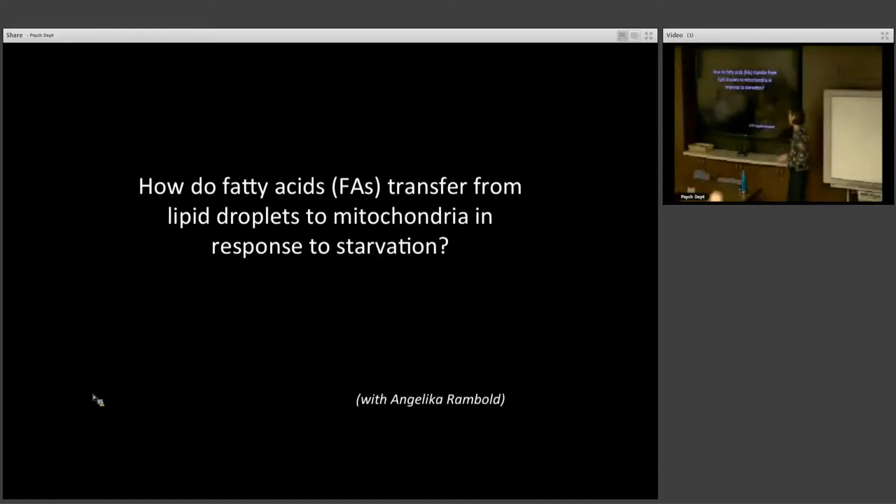So for the first part of the talk, I'm going to be focused on this question of how do fatty acids transfer from lipid droplets to mitochondria during starvation? And this is work that I did together with Angelica Rambold, another postdoc in the lab who's interested in mitochondrial morphology and mitochondrial fusion.